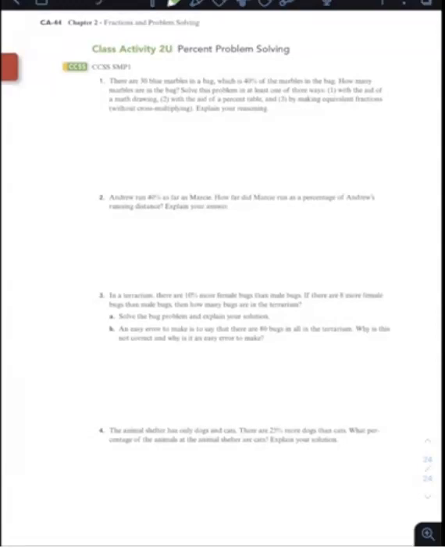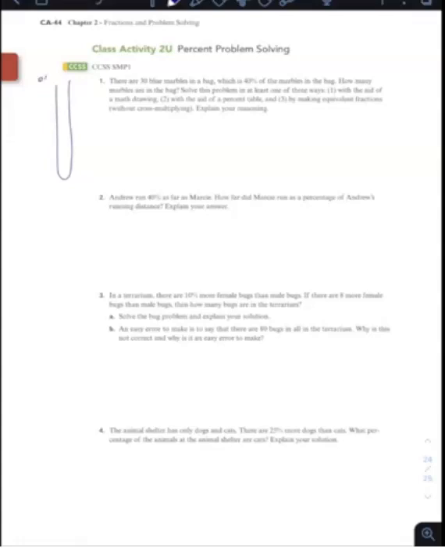These are a little bit more challenging. Even though they said use a math drawing and a percent table, we're going to continue using our percent thermometer. In this question, there are 30 blue marbles in a bag, which is 40% of the marbles. How many marbles are in the bag?